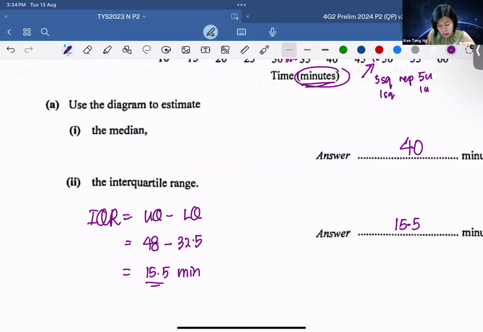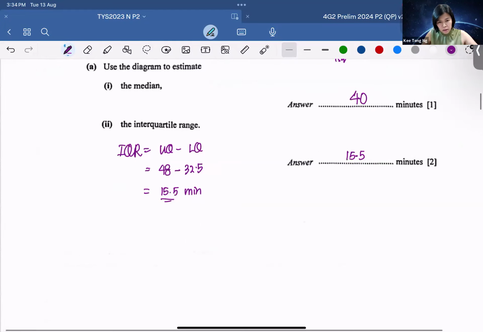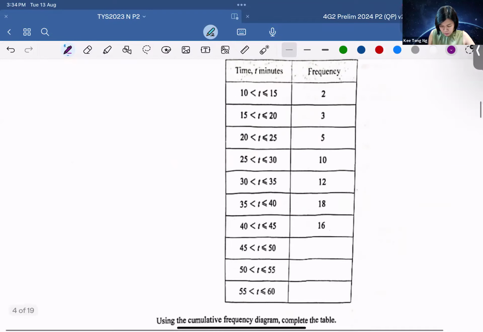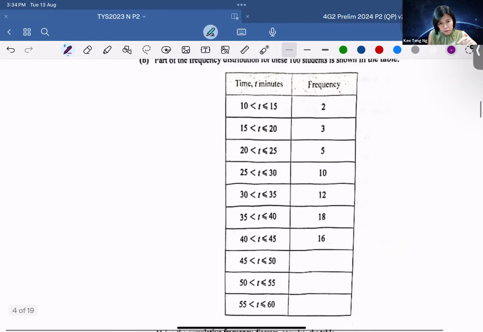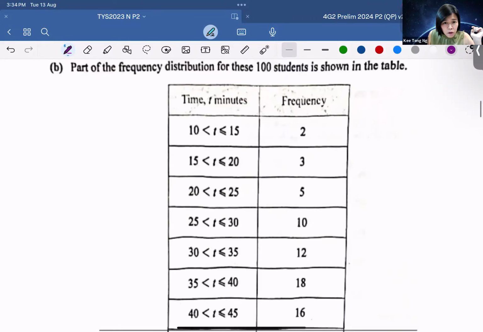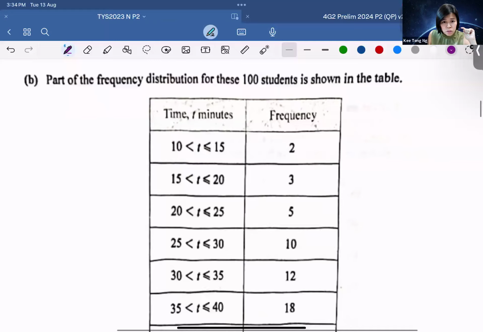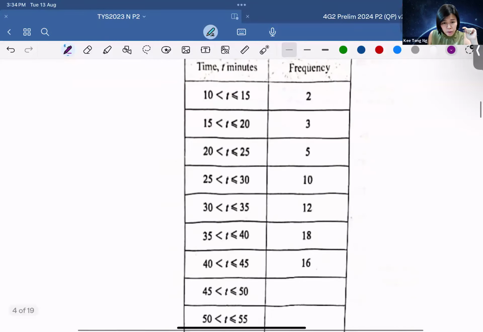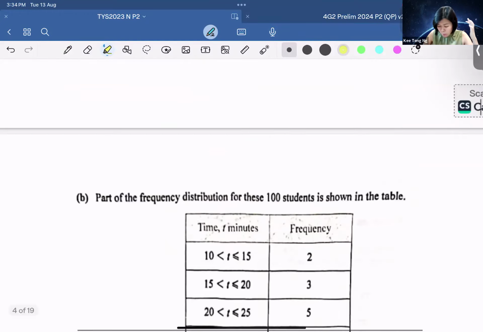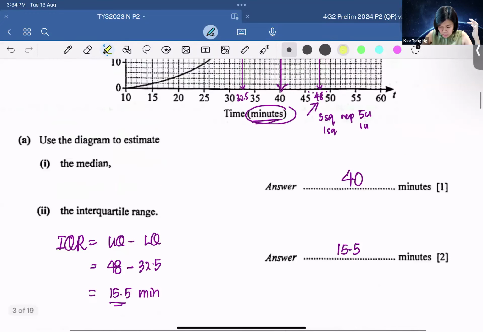But now I'm going to use this graph to highlight how to find standard deviation and estimated mean. The second part of this question is related to the graph itself. They say the part of the distribution for 100 students is shown inside this table. Then they asked me to find these values. The numbers they want are between 45 to 50 minutes. So I need to work backwards for 45 to 50 minutes.